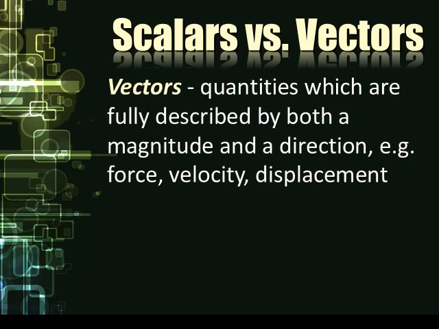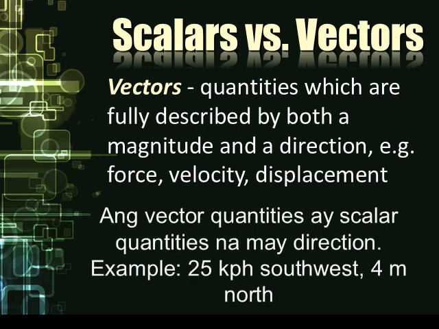Now, when we say vector quantities, these are quantities which are fully described by both a magnitude and a direction. So, for example, meron tayong force, velocity, and displacement. So, para rin siyang scalar quantities, kaya lang ang difference, meron tayong kinoconsider na direction. So, for example, meron kang wind speed na 25 kilometers per hour southwest. Or another example is, let's say, 4 meters north.